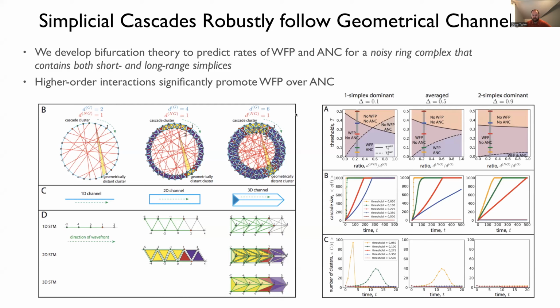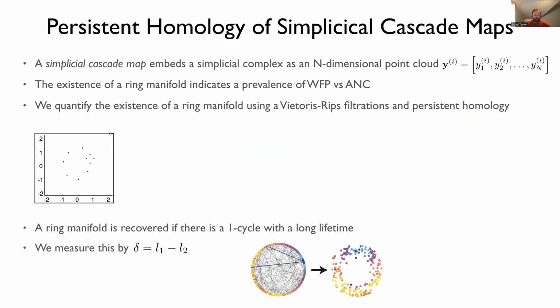The main thing is here, when the cascade spreads and it's mostly influenced by two simplex interactions, so higher order interactions, this significantly promotes spreading along geometrical channels and suppresses spreading across long range connections. So that's kind of the punchline.